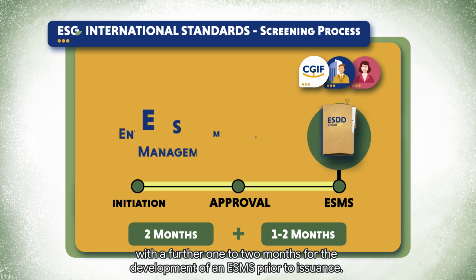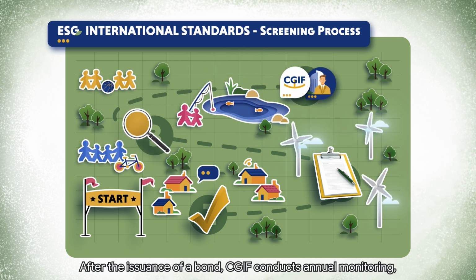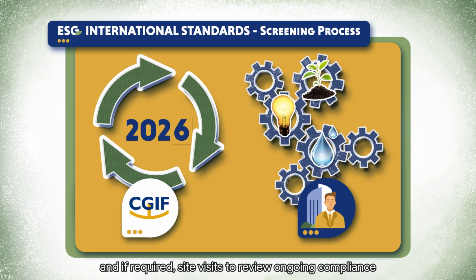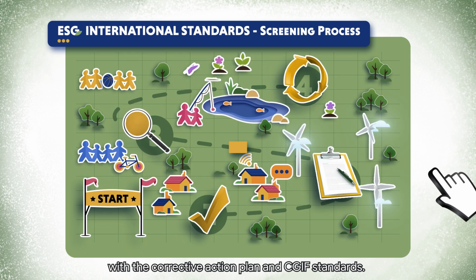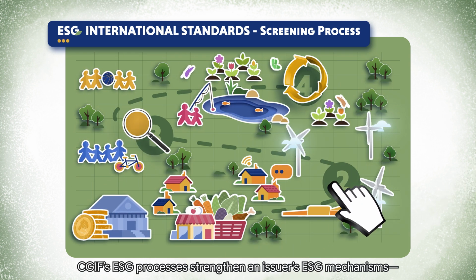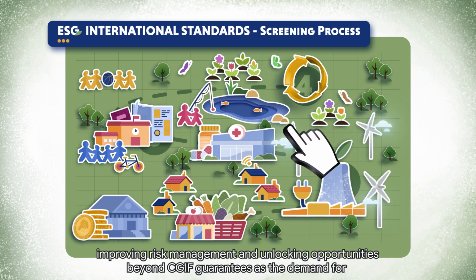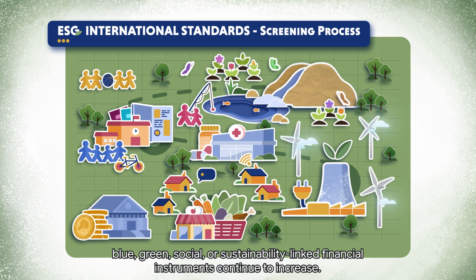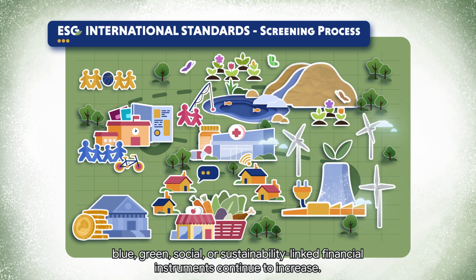The ESDD process takes 2 months on average, with a further 1 to 2 months for the development of an ESMS prior to issuance. After the issuance of a bond, CGIF conducts annual monitoring and, if required, site visits to review ongoing compliance with the corrective action plan and CGIF standards. CGIF's ESG processes strengthen an issuer's ESG mechanisms, improving risk management and unlocking opportunities beyond CGIF guarantees as the demand for blue, green, social, or sustainability-linked financial instruments continues to increase.